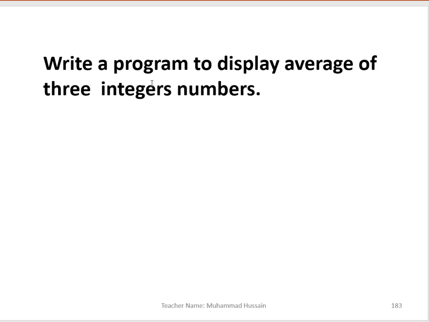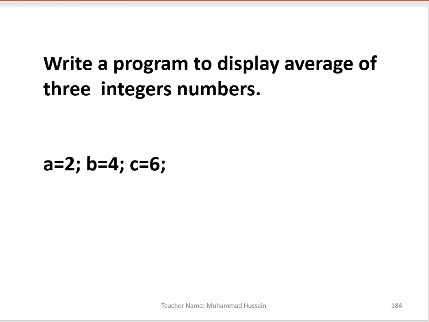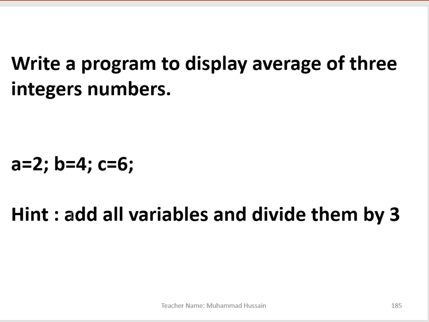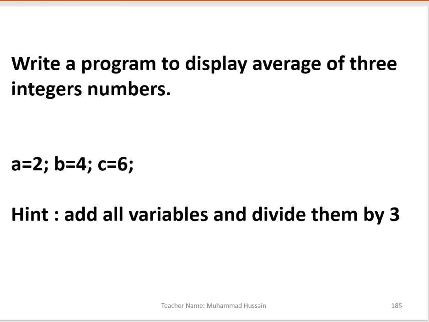I want you to write a program to display the average of 3 numbers. I will give you a hint that the numbers are, let's suppose, a equal to 2, b equal to 4 and c equal to 3. So the 3 integers are: one integer is a, the second is b, and the third is c. I will give you another hint: add all the variables and divide by 3, and it will give you the average. I think you can write the program on this statement.